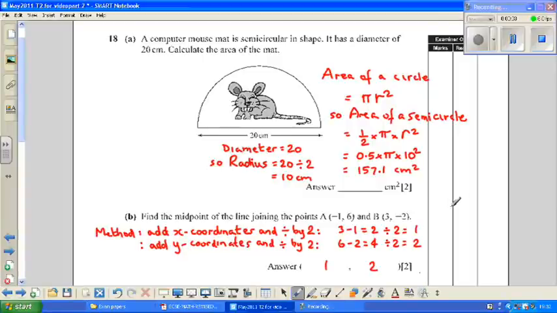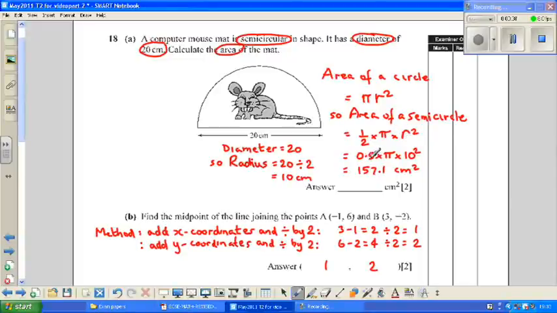Okay, so for question 18, we're asked here to find the area of a semicircular shape, and we're told that the diameter is 20 centimeters. So you need to remember the formula for the area of a complete circle is pi times r squared. So the area of a semicircle or half a circle is going to be a half pi r squared.